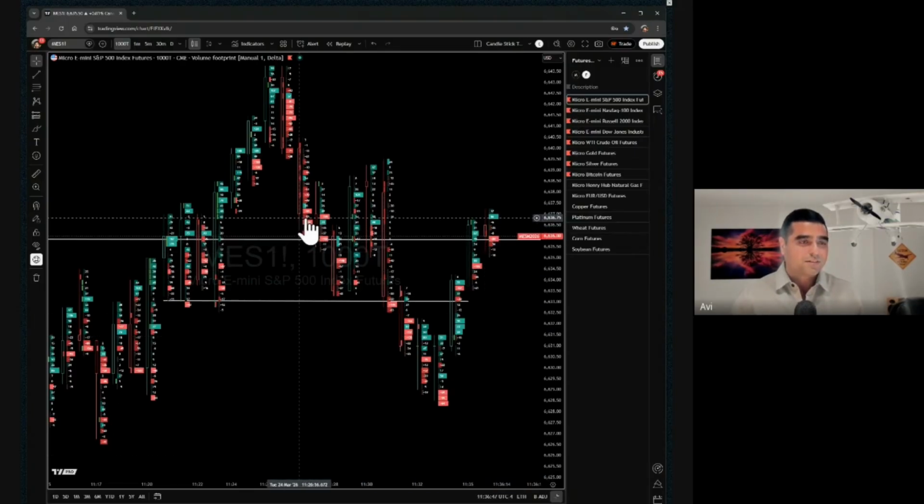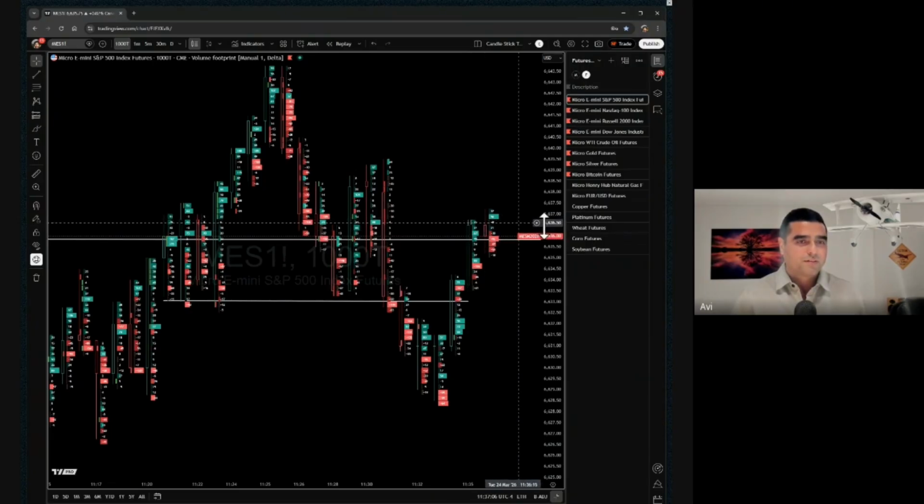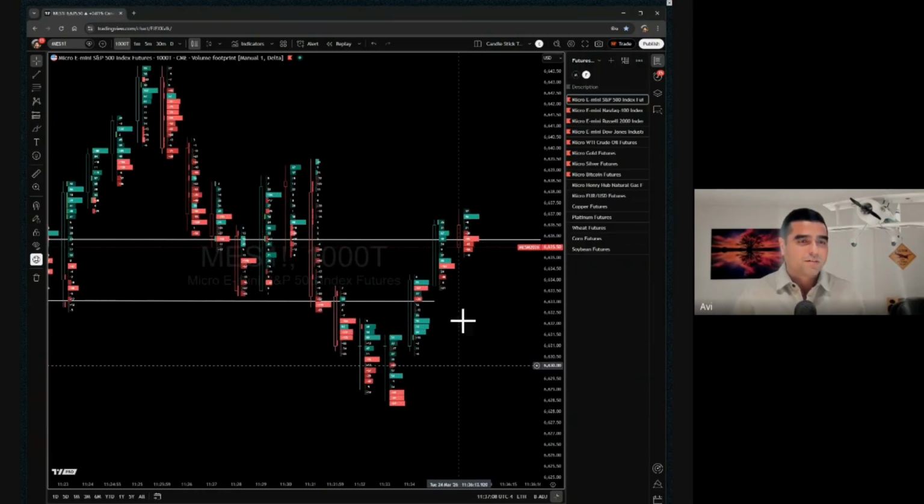So these sellers right here, these guys, there were a lot of them. Let's see if they hold. Next level of sellers are here, and these ones are very, very big. And there's a lot of buying activity there, much more than selling, but let's see. Still not really going up.